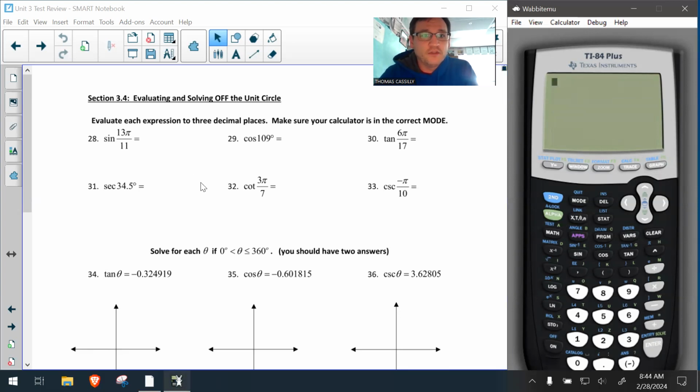If you look at problems number 28, 30, 32, and 33, those are all radian measures. And we know they're radians because they have the pi in it. That's a pretty good indicator. So on your calculators, make sure you're in radian mode. To do that, click on mode on your calculator, and then make sure radian is highlighted. If you want degree, go over and select degree, but we're just going to do radians at first.